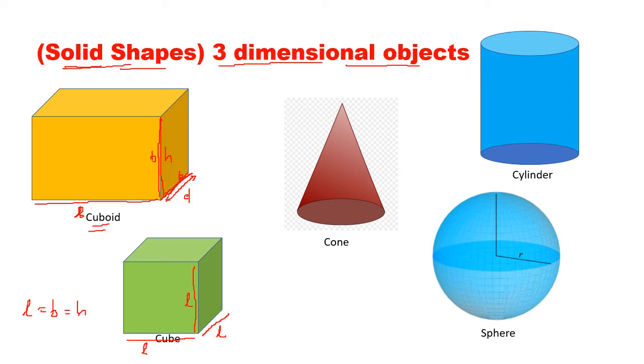In a similar way, we have a cone. What you can see in the cone is that the base is a circle and the top is a point. So this comes in which category we have done before? This comes in the category of a pyramid. It is not actually a pyramid because it is curved, but it is similar to a pyramid.